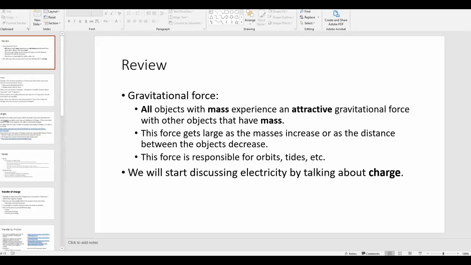And that gravitational force is responsible for the orbits of the planets around the sun and the solar system around the galaxy and so on. It's responsible for the tides in the ocean and obviously, things falling down towards the ground, etc. And so we're going to move on to the next part of this unit, which has to do with electricity. And we're going to start this discussion by talking about charge.